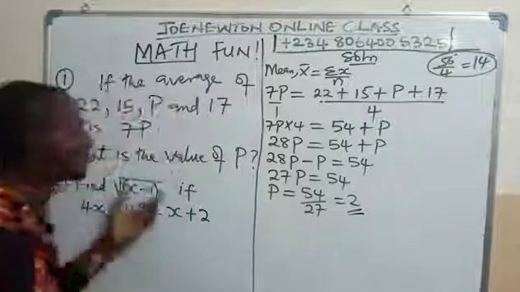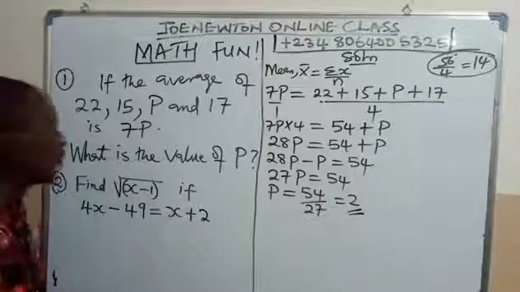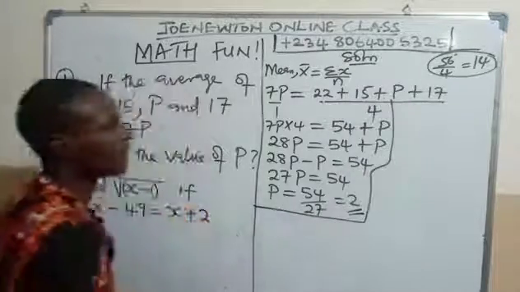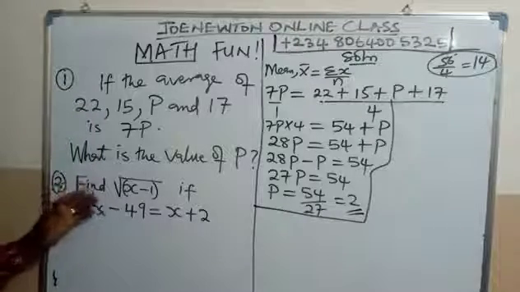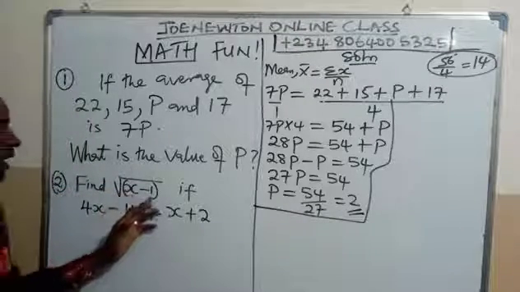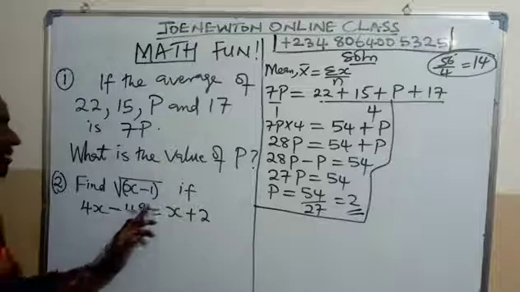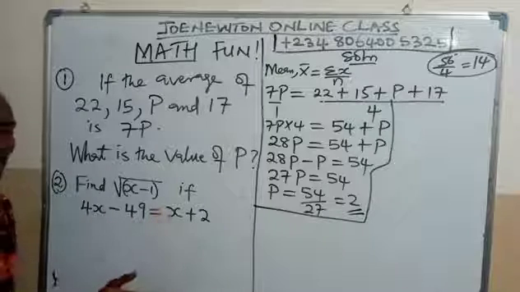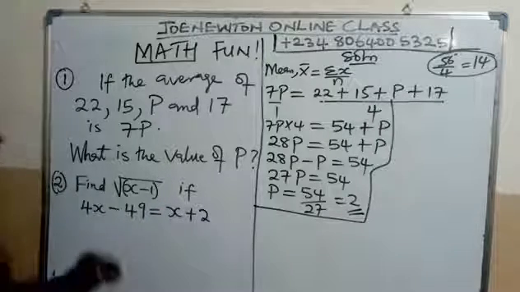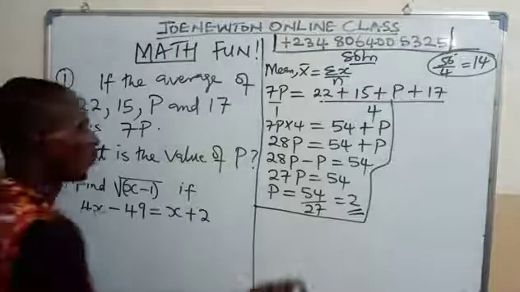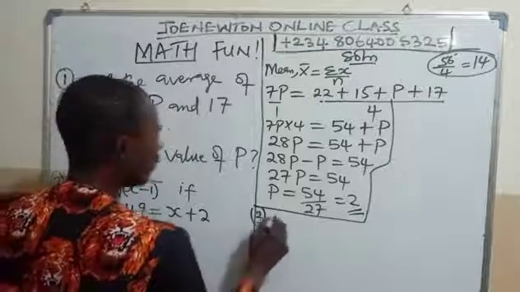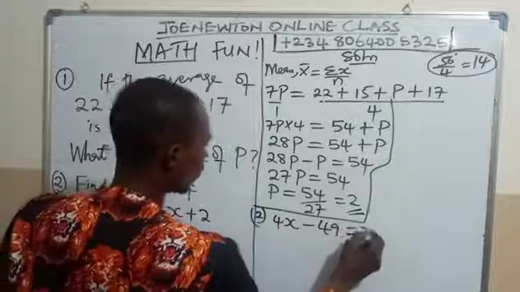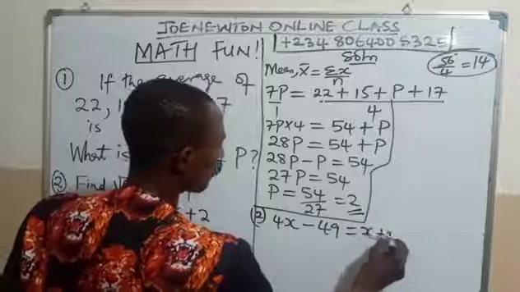Now, let's look at number 2 task on the board. Number 2 says that we have to find the value of the square root of x minus 1 if 4x minus 49 is equal to x plus 2. So first of all, we have to solve this simple equation and find the value of x before we substitute here. Quickly, that will be 4x minus 49 is equal to x plus 2.